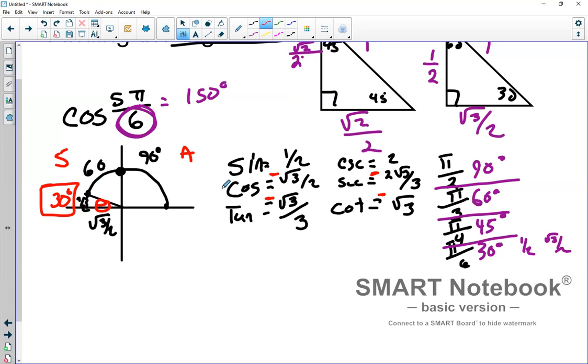Why is that? Cosine represents the x value. Since you're going left on the graph, that must be a negative x value. And then tangent is y over x, which means it's a positive divided by a negative, which means it will result in a negative overall. So sine, cosine, tangent, cosecant, secant, cotangent.